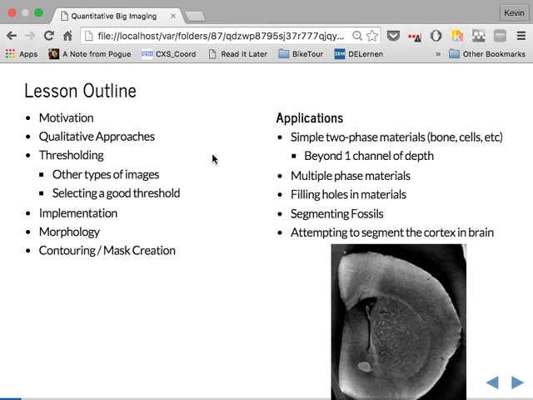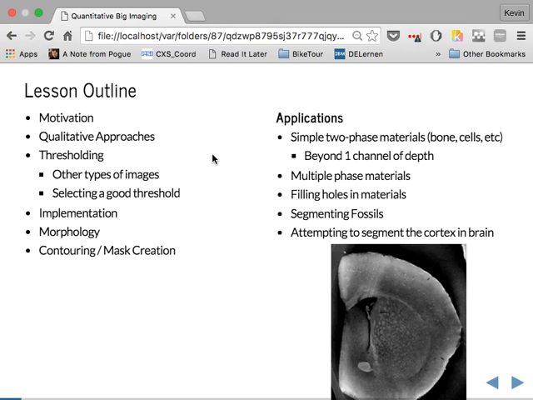So we'll go over the qualitative approaches, sort of what is thresholding, which is sort of the easiest way of doing this segmentation, and how does that work? How do we look at different images? What are the different kind of approaches we have for looking at this and analyzing it? A little bit about the implementation, and then morphology, contouring, mask creation as sort of the end. And that might actually leak over into the next lecture, depending on how much time we have.